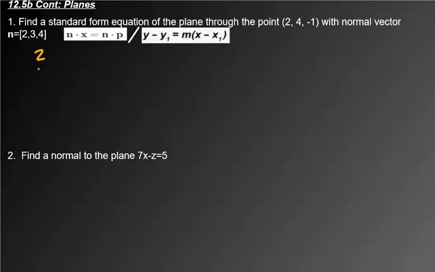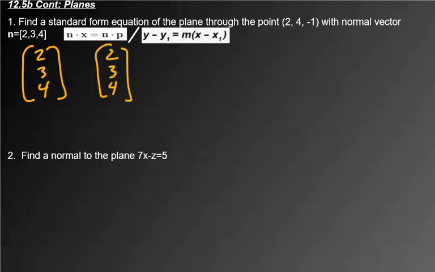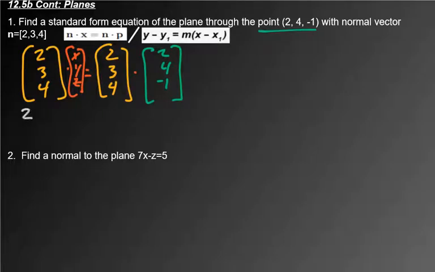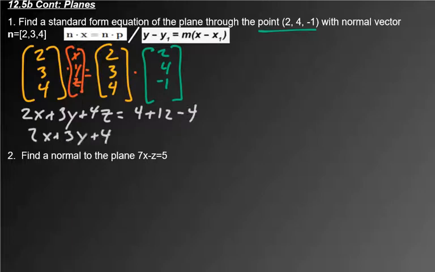So you've got 2, 3, 4, a normal vector. I'm going to put another 2, 3, 4 over here, and I'm going to dot it with x, y, z because we're in 3D. And the point is 2, 4, negative 1. Literally, if you just go and do these two dot products out, you'll have the answer. So you get 2x plus 3y plus 4z, and that's going to equal, let's see, mental math, I'm just going to do it out, 4 plus 12 minus 4, so we get 2x plus 3y plus 4z equals 16 minus 4, which is 12.